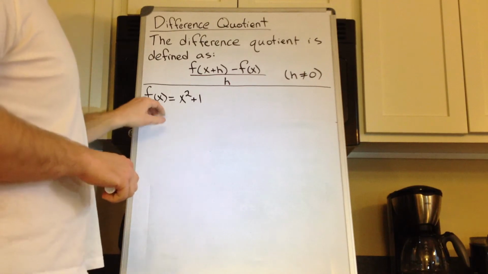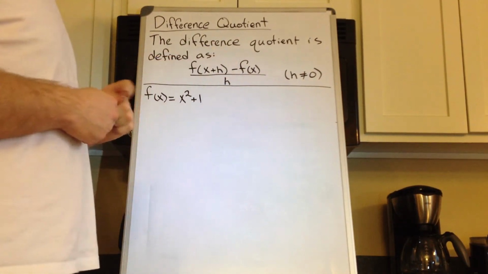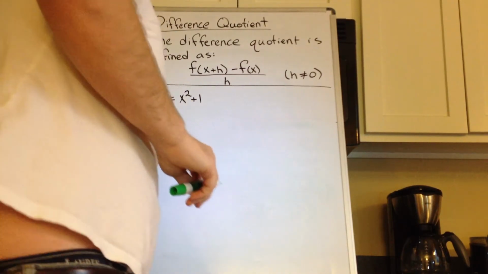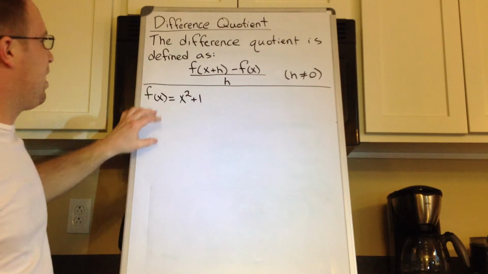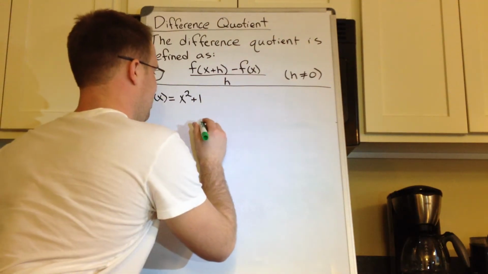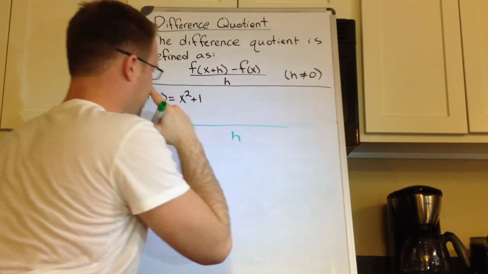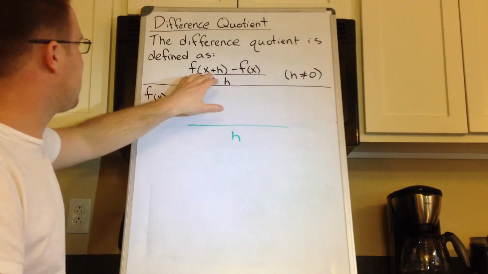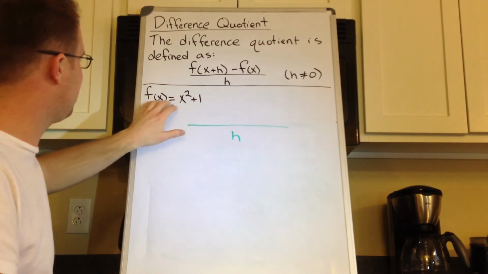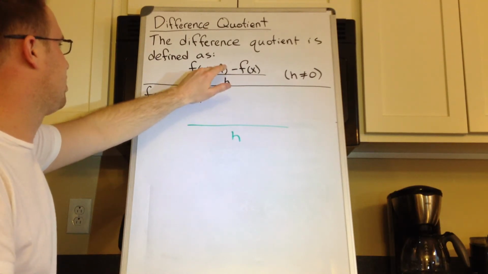And what we're going to try to do here is plug the function f of x equals x squared plus 1 into this difference quotient and see what we get. So, we start off by plugging x plus h into the function. The whole thing is going to be a fraction when we're done with h on the bottom. So what is f of x plus h? Well, we have to plug x plus h into this formula.